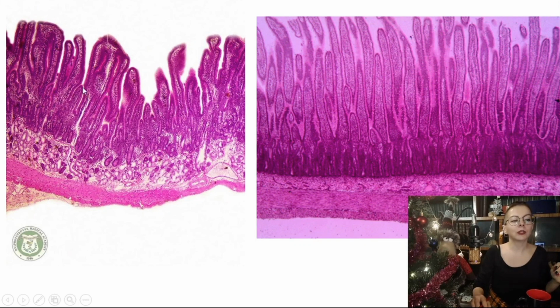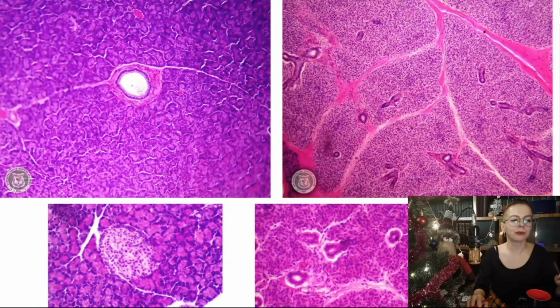Then, how to distinguish duodenum from the jejunum? The answer is in Brunner's glands. If you see those glands here in the submucosa, this is the duodenum probably, yeah? But if there are no glands in the submucosa, only crypts could be found, then for sure this is the jejunum. Okay, then pancreas and parotid gland.